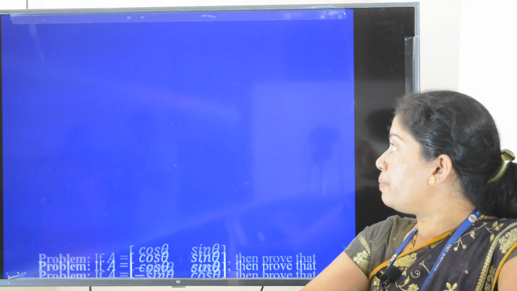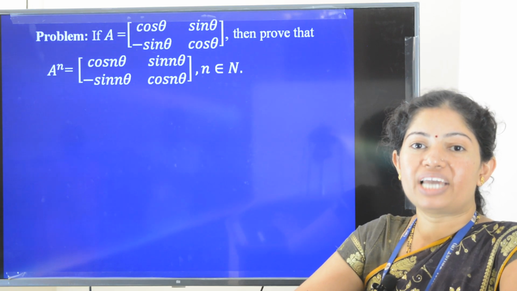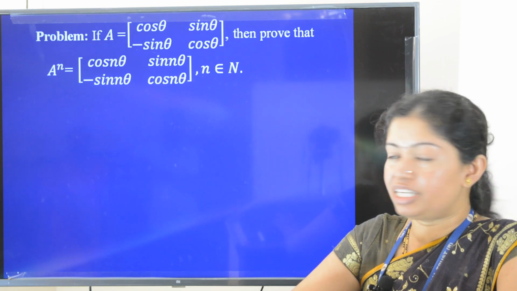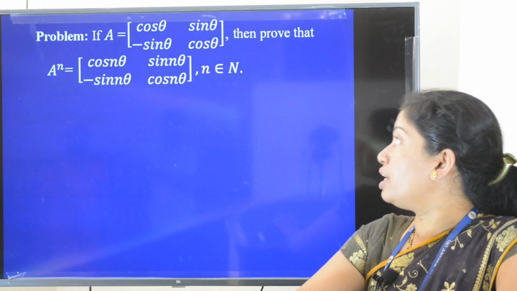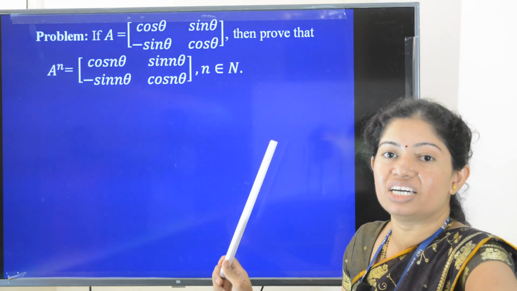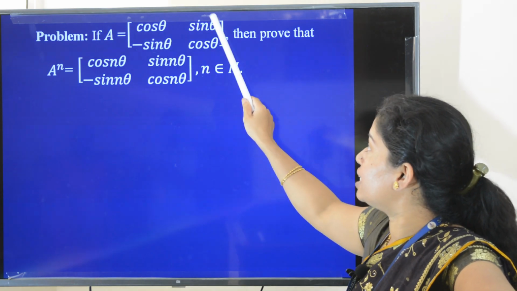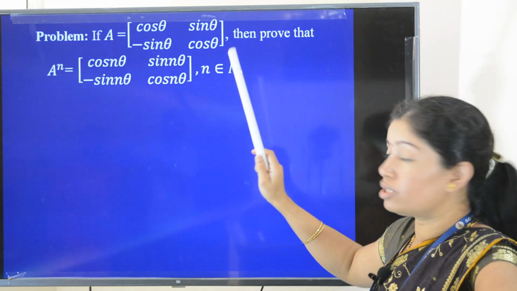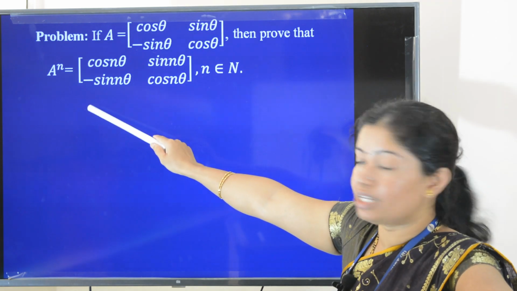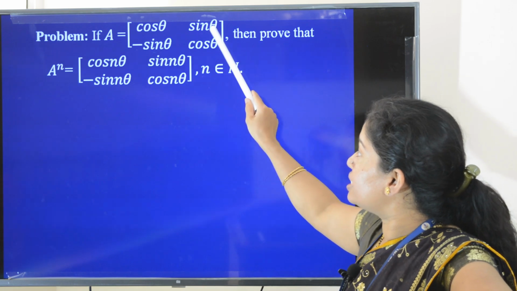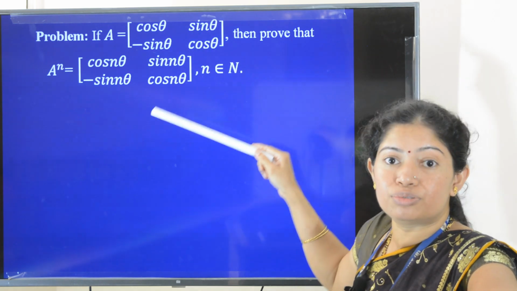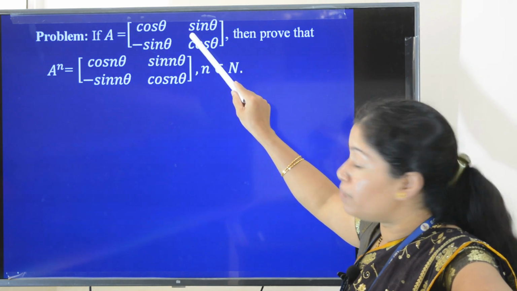Next, let us see an important problem which you can remember as a formula to crack your JEE or CET problems. So that problem is, if A is equal to a 2 cross 2 matrix having the entries as trigonometric functions, you have here cos theta, sin theta, minus sin theta, cos theta. Observe carefully. Then prove that A to the power n is equal to cos n theta, sin n theta, minus sin n theta, cos n theta. So what you can observe here, matrix A will be of this form.